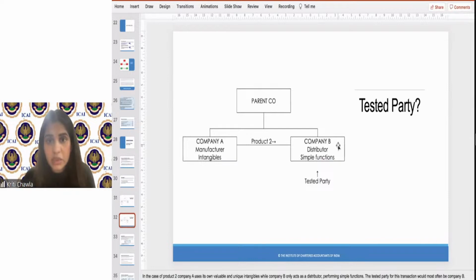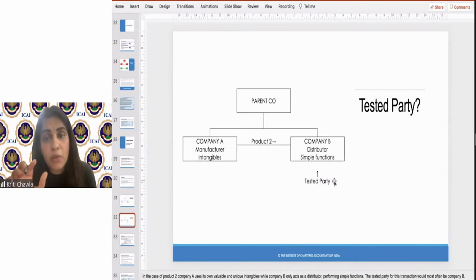So in this particular situation, if you see, intangibles are held by company A. This is a very, very complex entity, and company B is a very, very simple entity. It's just providing some distribution functions, etc. So company B is going to be the tested party in this particular situation. So that basically means that if you're adopting TNMM for this particular transaction, then is it going to be company A or is it going to be company B? The tested party will be company B.